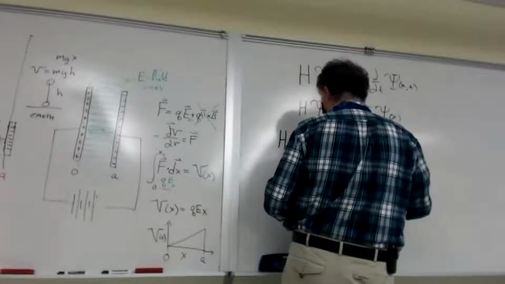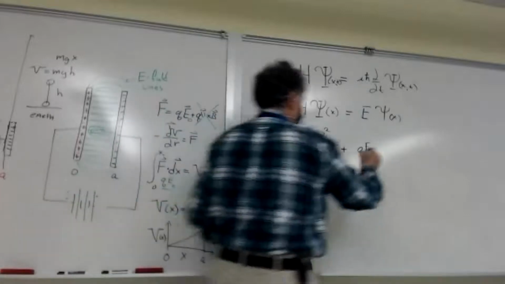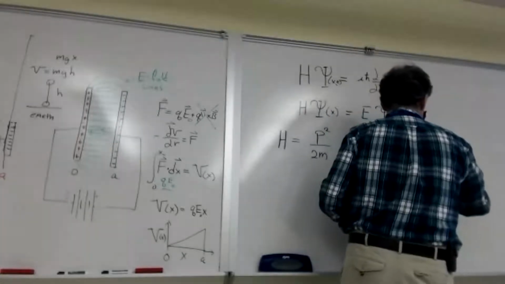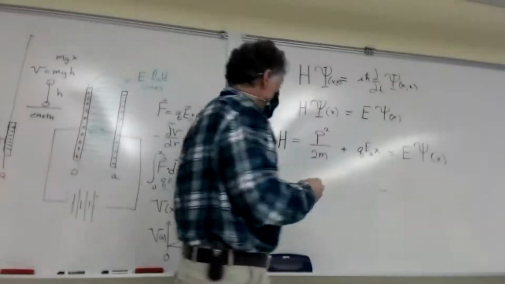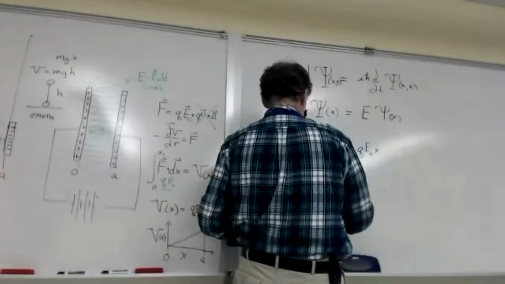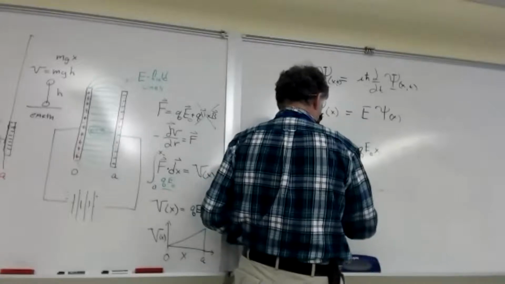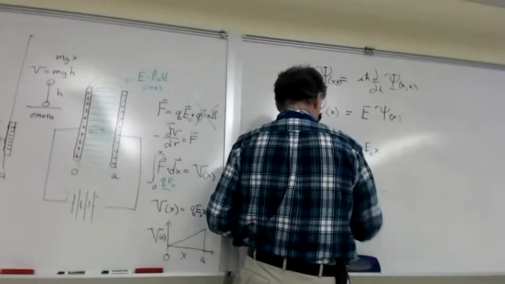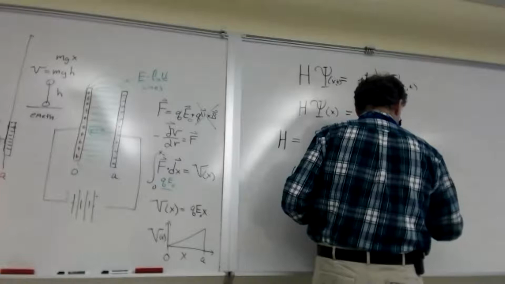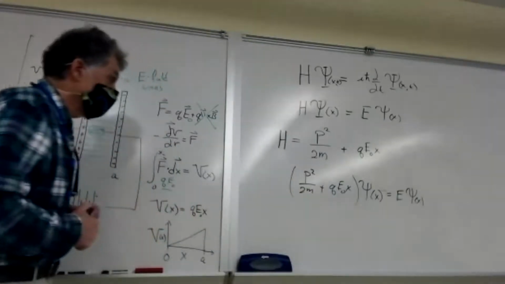Q E naught x, and that's going to be equal to the energy times psi of x. And so our goal is, H is that. So our equation will be P squared over 2m plus Q E naught x, psi of x, equals E psi of x. Great. Okay, that's what we're trying to do.